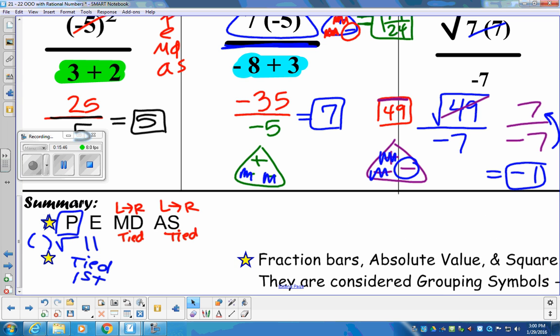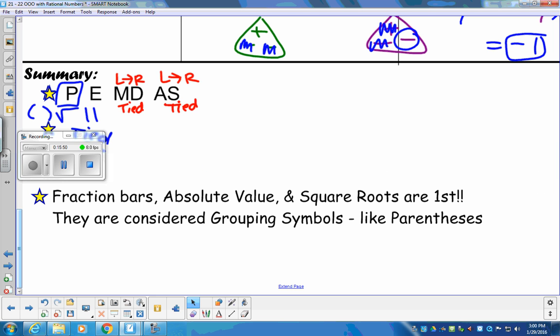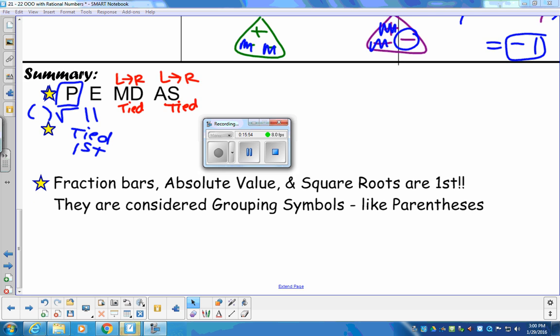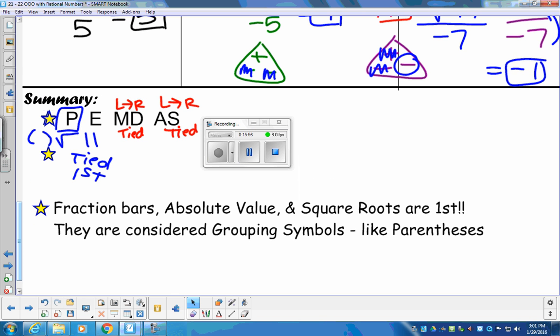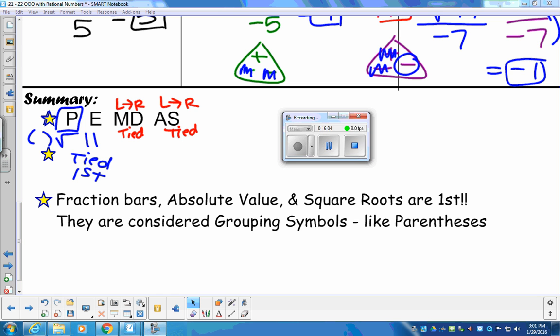I think I'll have you write this down as well. Just a reminder that fraction bars are included. Fraction bars are included in that as well. So absolute values, square roots, they're all in first place. They're considered grouping symbols, so they function like parentheses. Go ahead and copy that down. I'll give you some time to write.